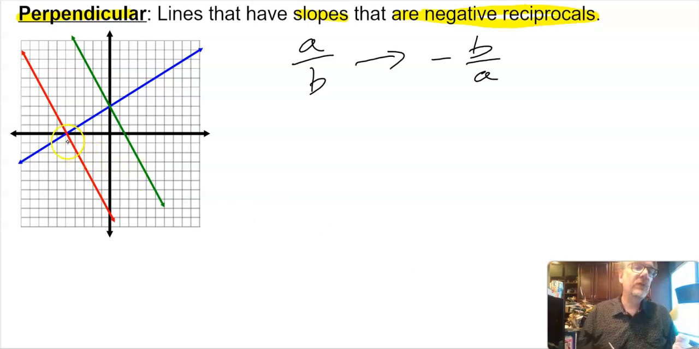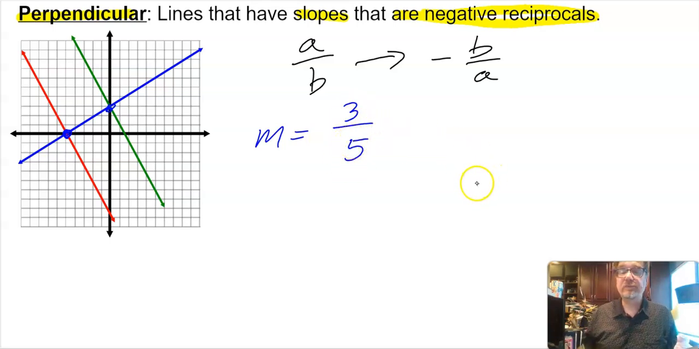All right, so in blue, let's count our slopes. Blue has a slope of 1, 2, 3, 1, 2, 3, 4, 5. So the slope of blue has a rise of 3 and a run of 5. Remember, slope is rise over run. Let's find the slope of the red line.